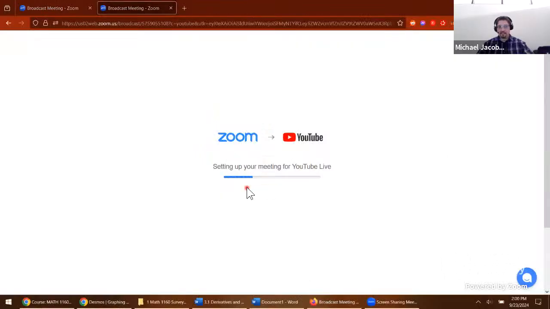Looks like it's trying to work. There it goes. Once it gets to that part, you could just close out the window and it works just fine.